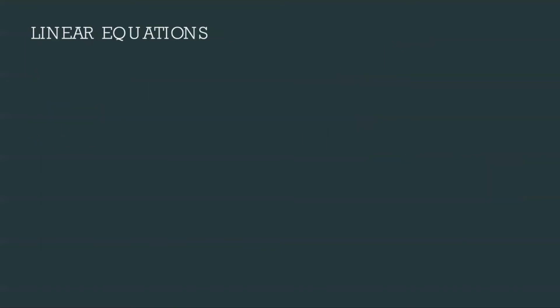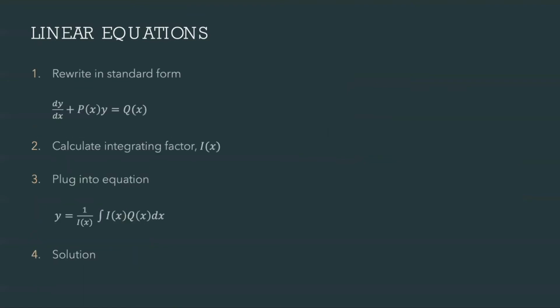The next type of equations that we're looking at are linear equations. To solve these, we would have to first rewrite in standard form. Standard form of linear equations is dy over dx plus p of x times y is equal to q of x. The second step is to calculate for the integrating factor, which is I of x. Step 3 is to plug into the equation below, which is y equals 1 over I of x times the integral of I of x times q of x dx. Step 4 is to simplify and solve for the solution.